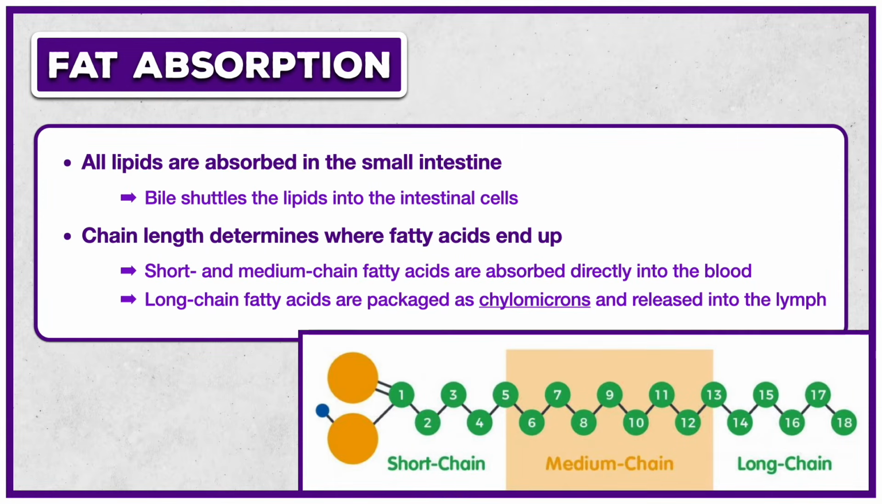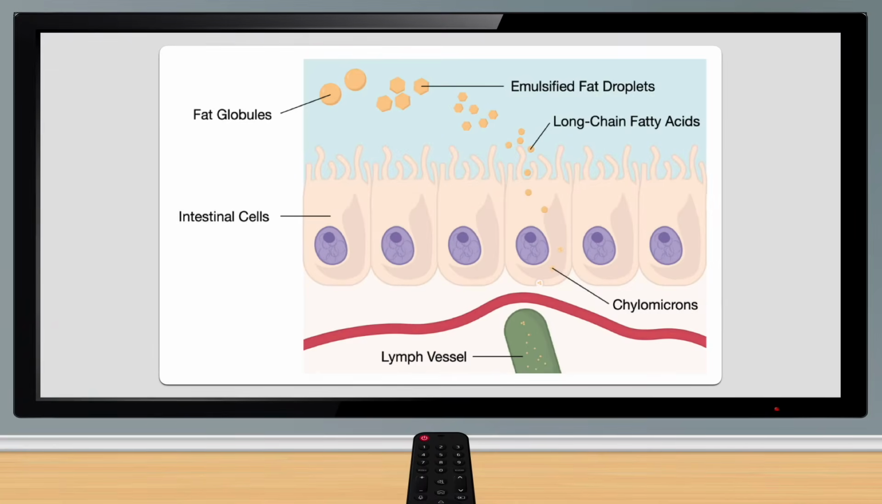The body forms chylomicrons so that lipids can eventually travel in the blood without separating and being unable to interact with the cells of tissues. Notably, long-chain fatty acids make up most of the fatty acids in food. Here's an illustration of lipid digestion and absorption of long-chain fatty acids in the small intestine.